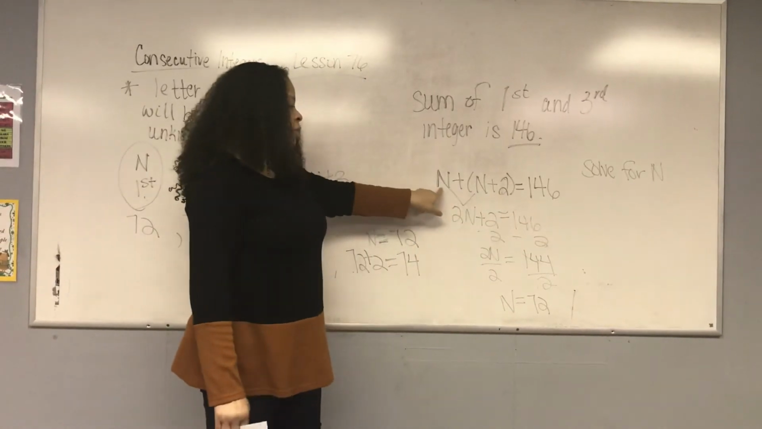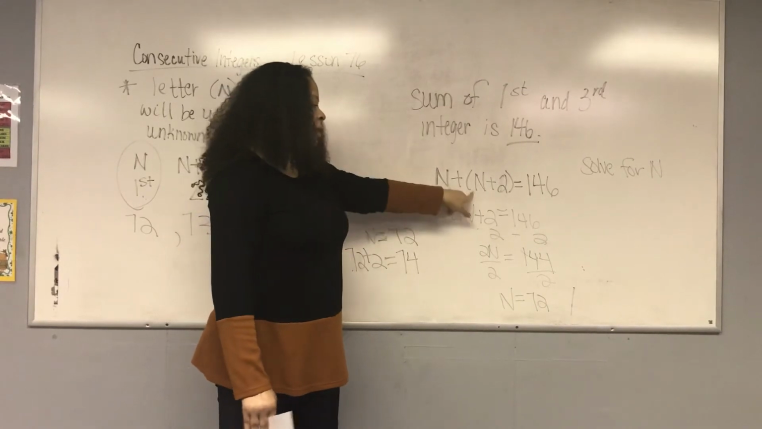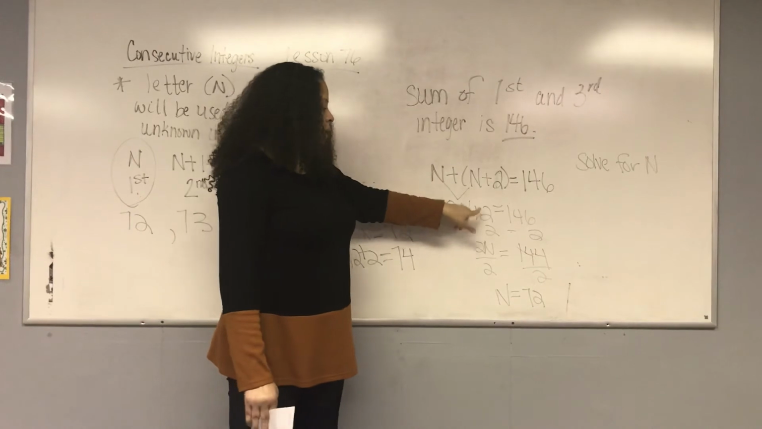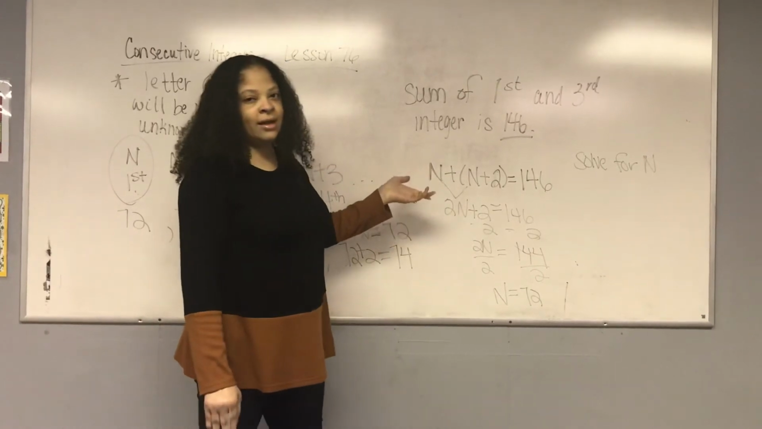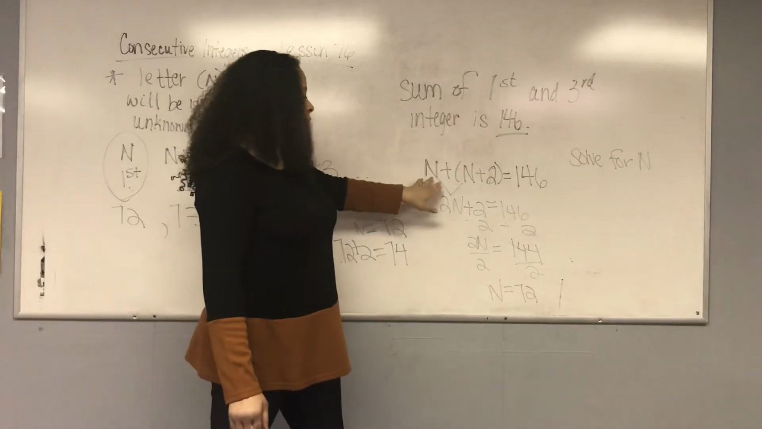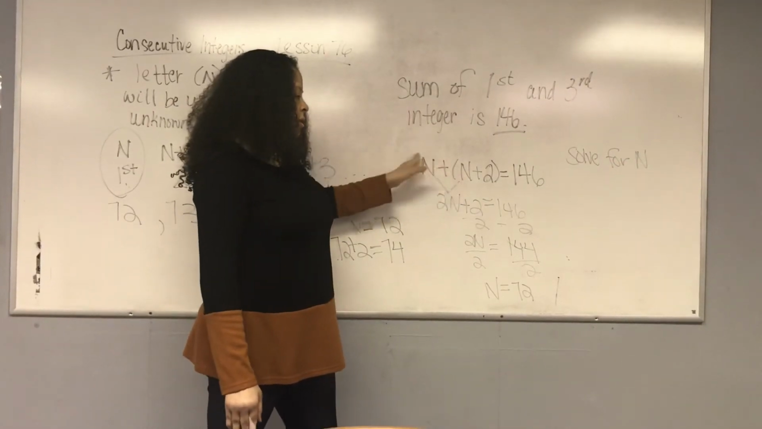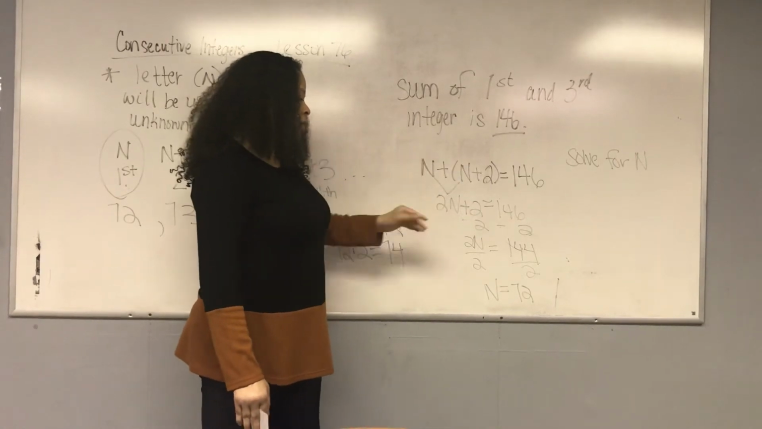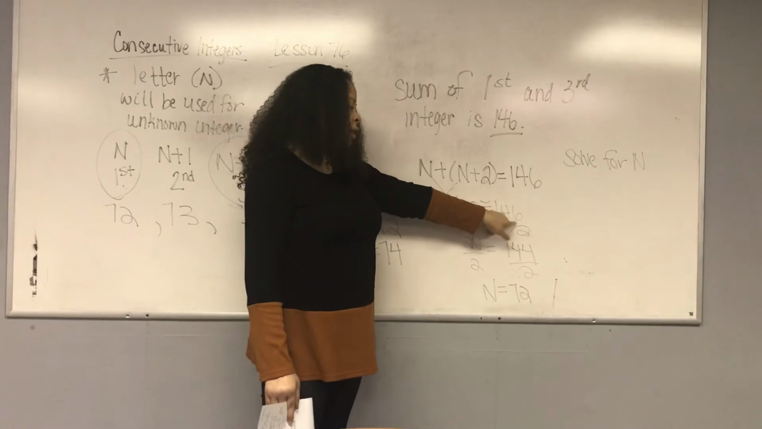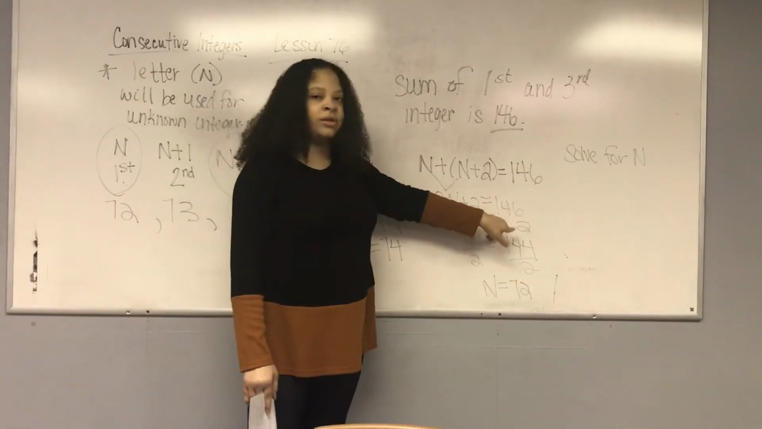First thing you want to do is combine your n's. So n plus n is 2n, right? And so it's like distributive property, like you're multiplying your n's. So 1n times 2 is just 2n. And then you're adding 2, and it's equal to 146. The next step, you subtract 2 from both sides.